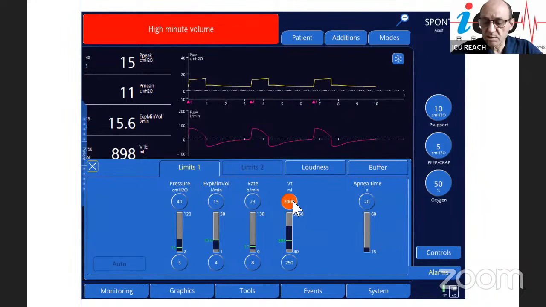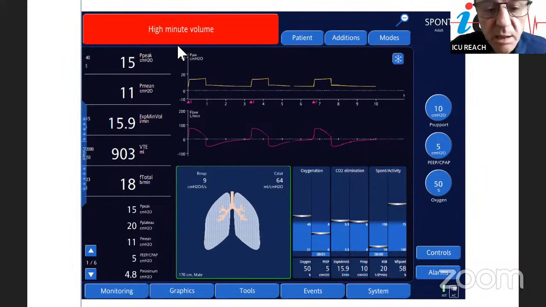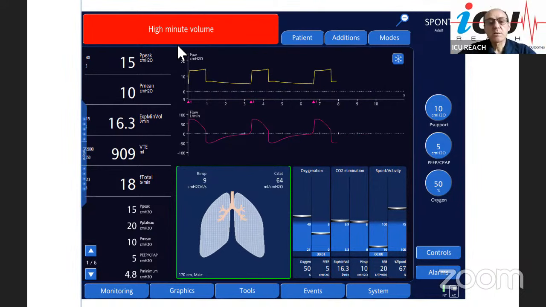And I'm going to use a large tidal volume, just for simulation purposes, but I don't want the alarm to go off. All right.